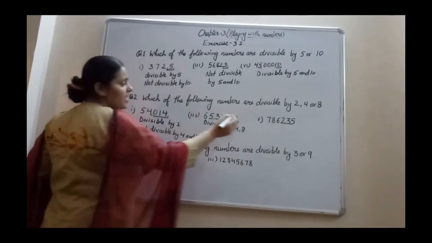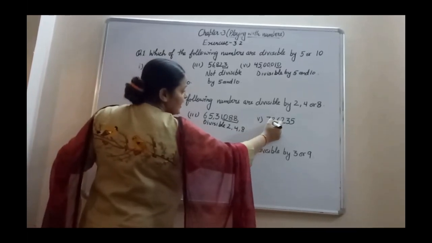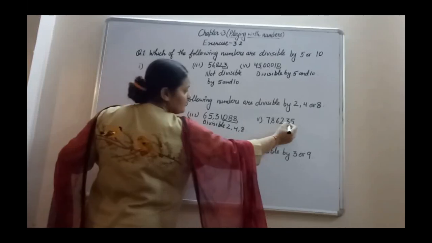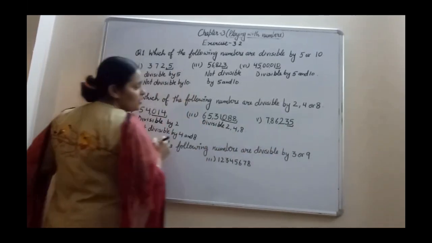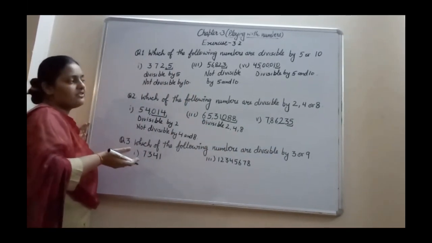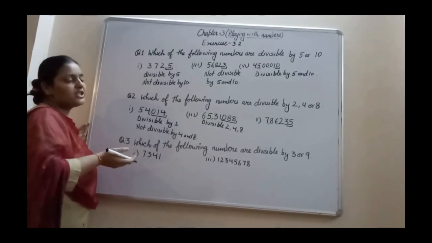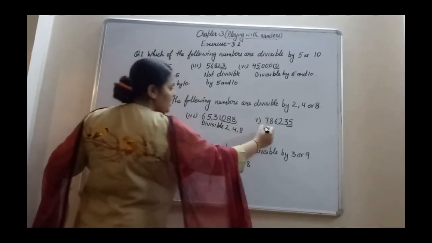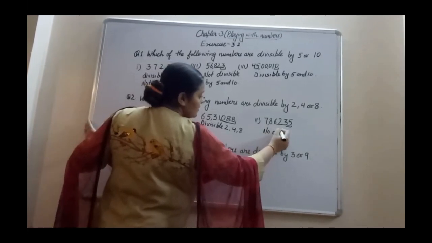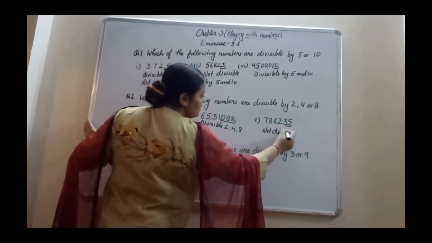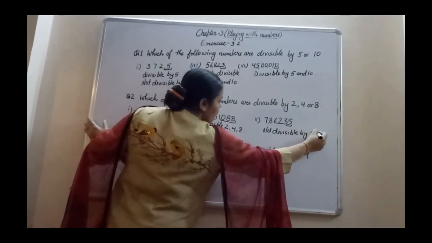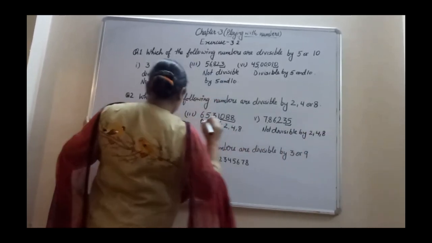Now the next part. So we can clearly see that the last digit of the given number 7,86,235 is 5. It is not an even number. So if it is not an even number, definitely it's not going to be divisible by all three numbers, that is 2, 4 and 8. So clearly not divisible by 2, 4 and 8.